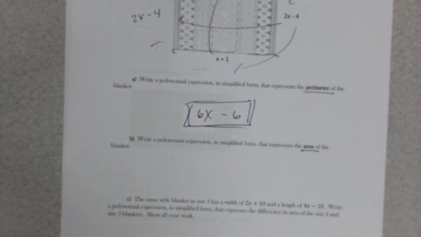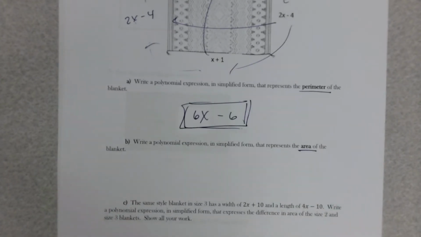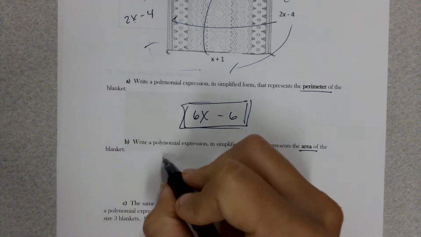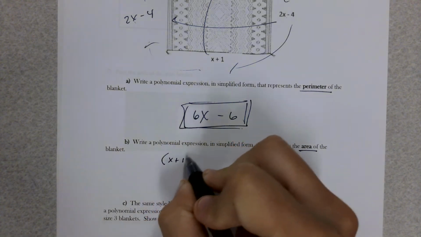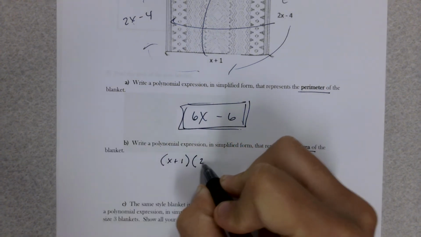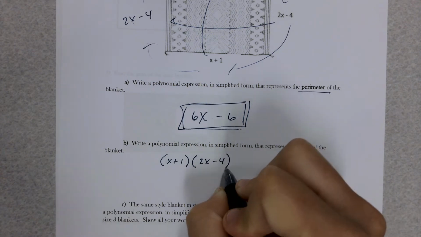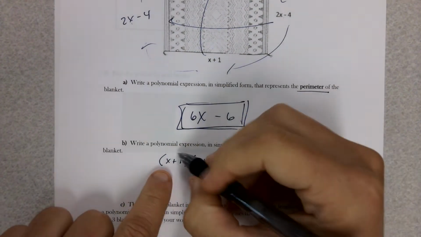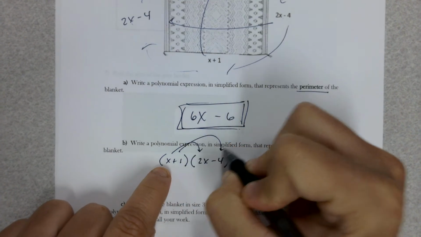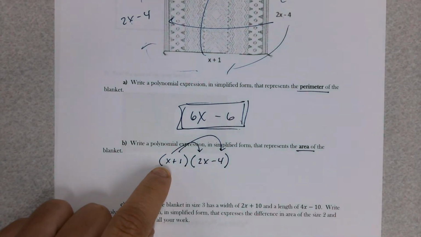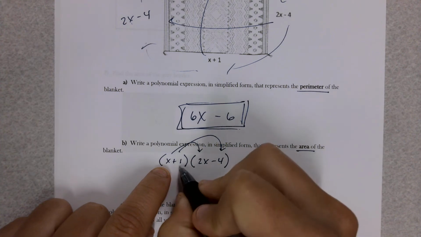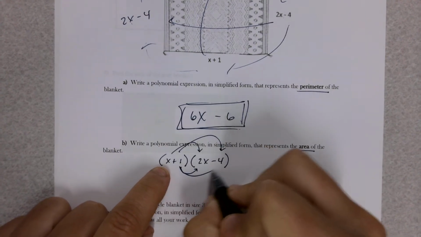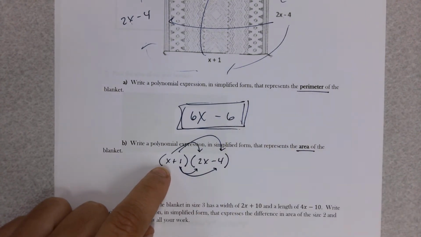Letter B says find the area. Area would be length times width. So I would take that x plus 1 and I would multiply it by the 2x minus 4. I called these problems double distributing. Not only do you need to distribute the x to both terms in the next quantity, but you also have to distribute the 1 to both terms in the next quantity.